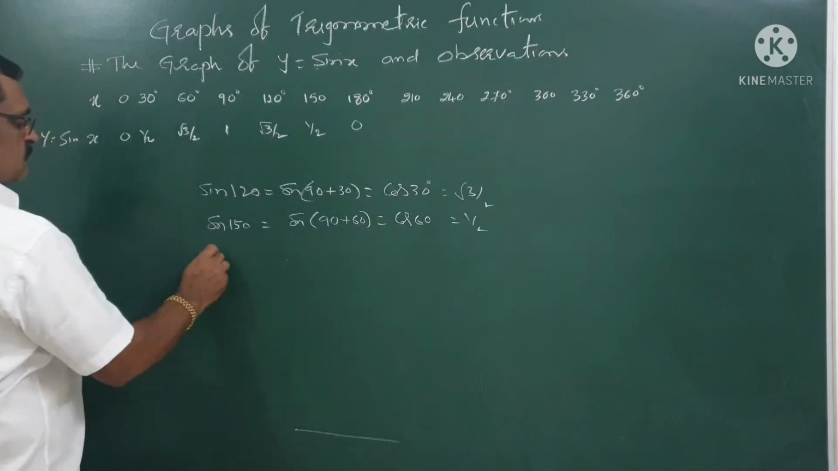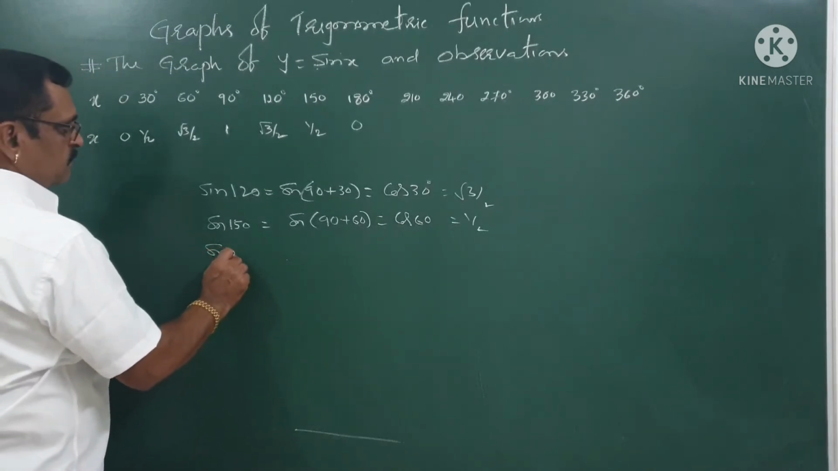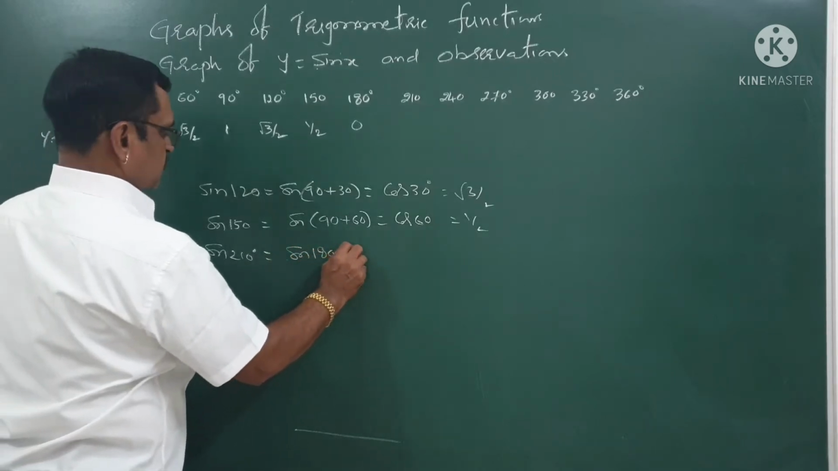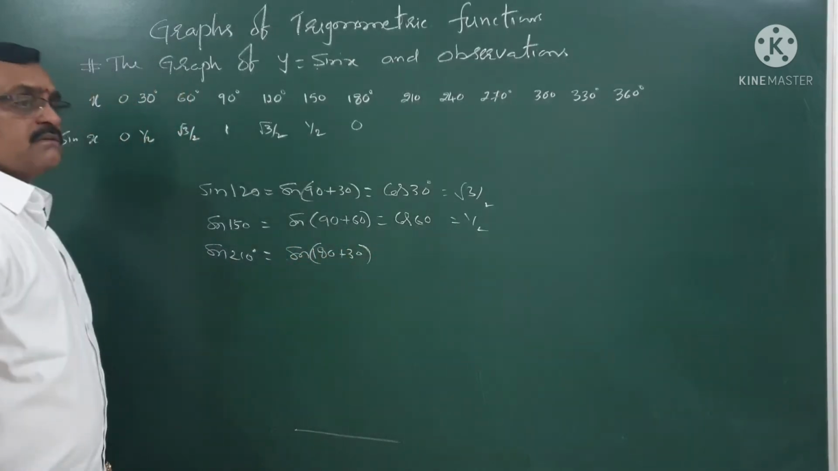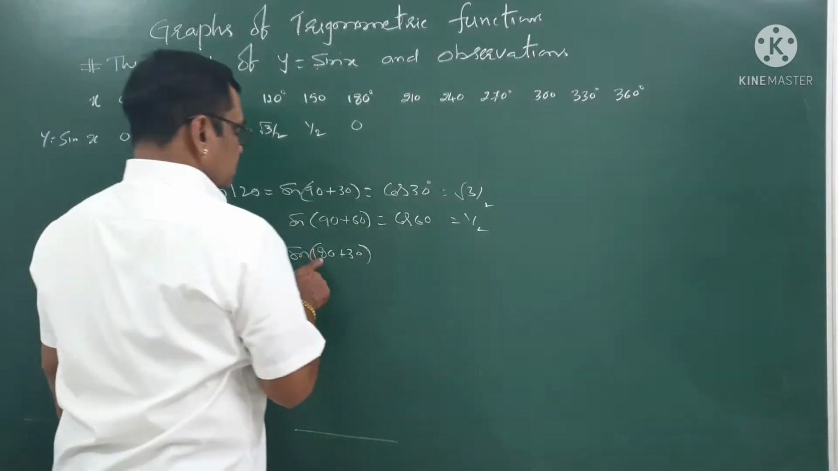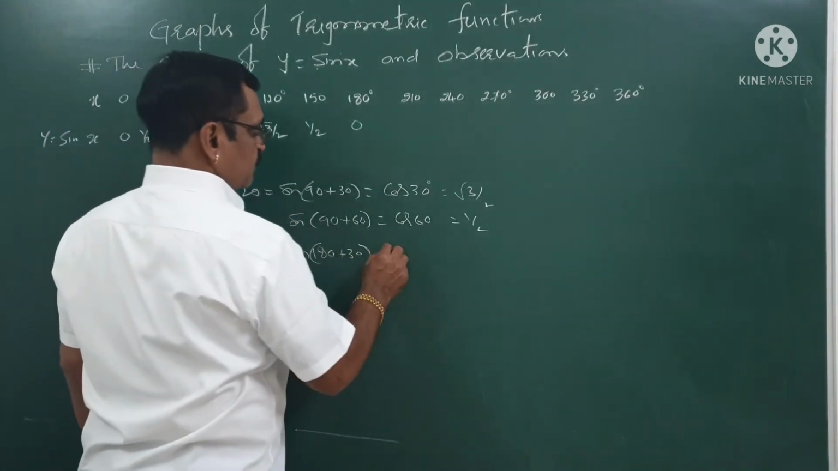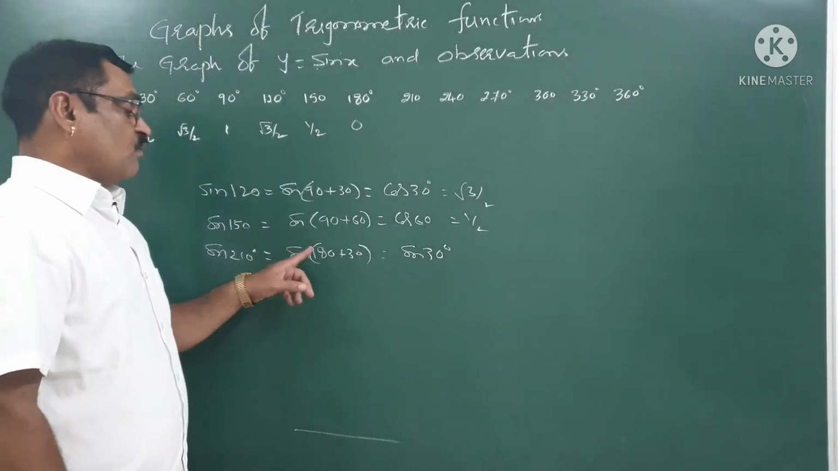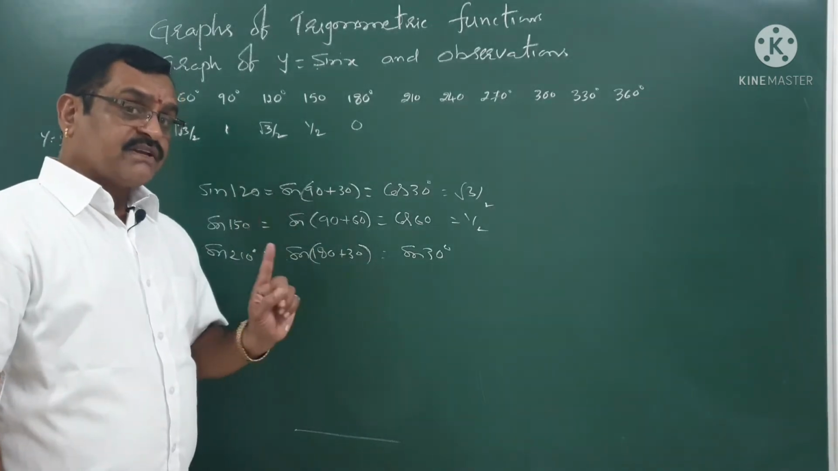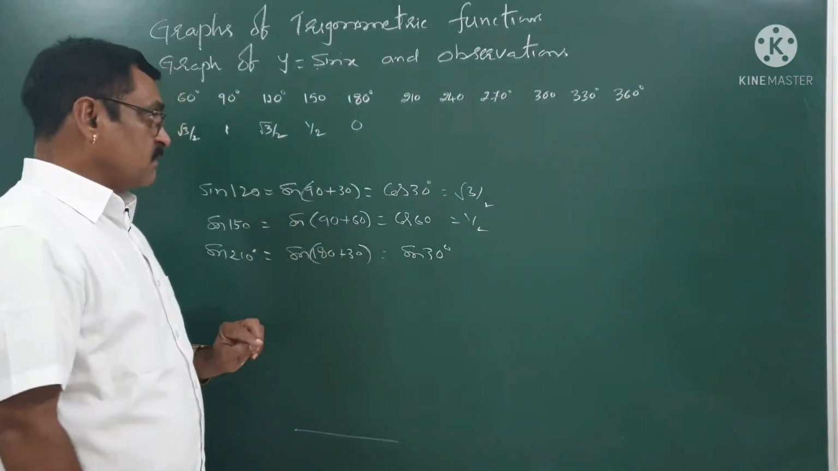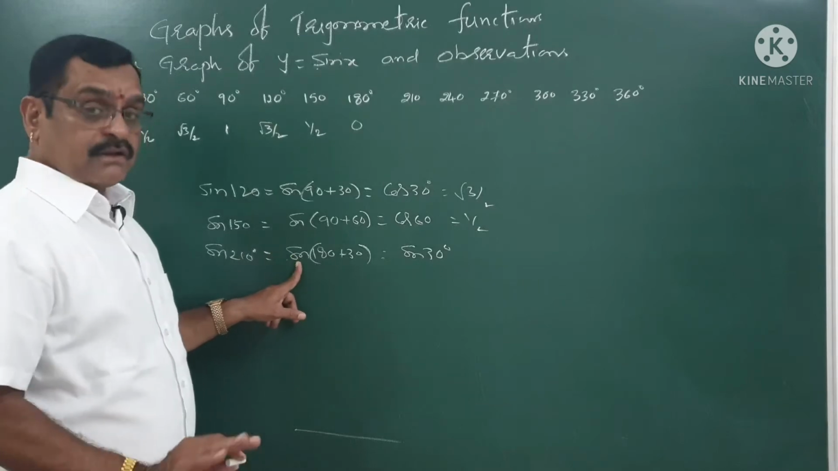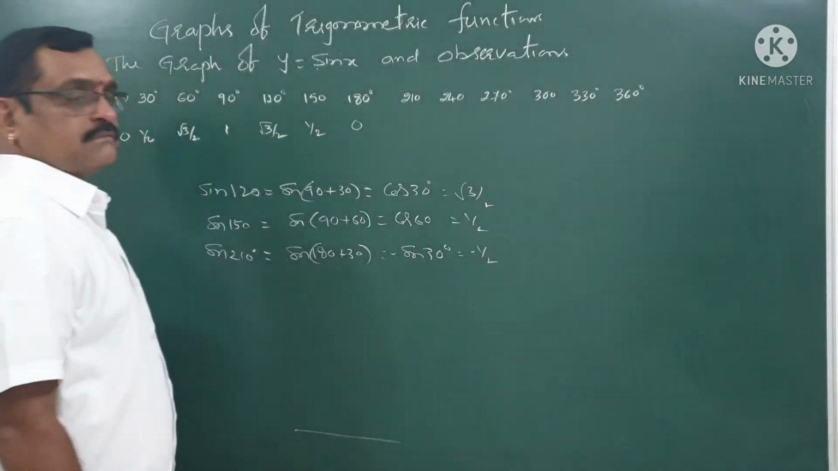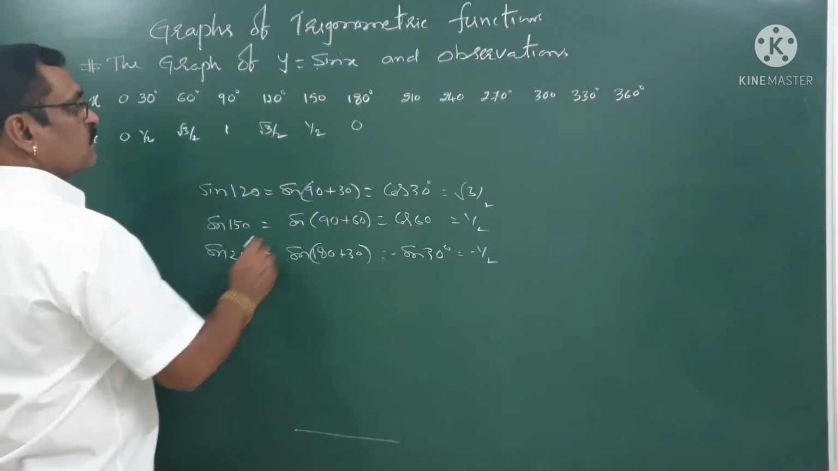Sin 210. Sin 210 is equal to sine of 180 plus 30. Because of 180, I get the sine ratio, sine 30 again. And 180 plus theta lies in the third quadrant. In the third quadrant, sine is negative. So we get minus sine 30, which is equal to minus half.